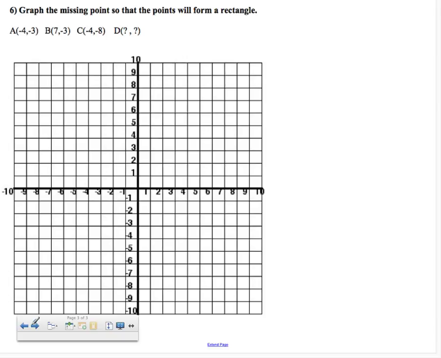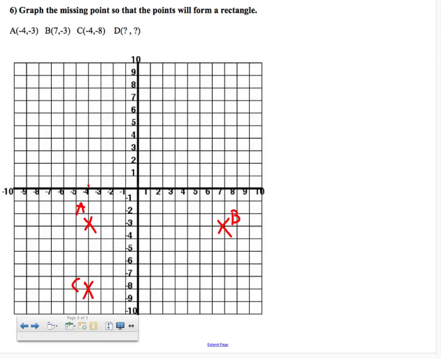So A is at -4, -3. So -4, which is right there, down to -3. So that right there, that'd be A. B is 7, -3. So over 7, down 3. That's right there, that's B. And then C is -4, -8. So over to -4, down to -8. That's right there, that's C.